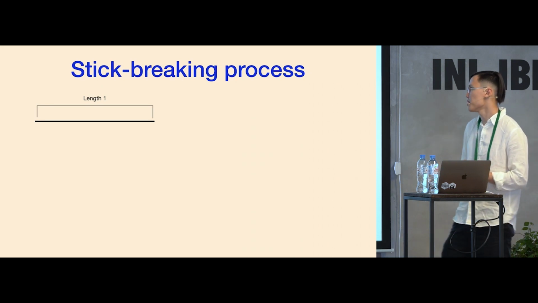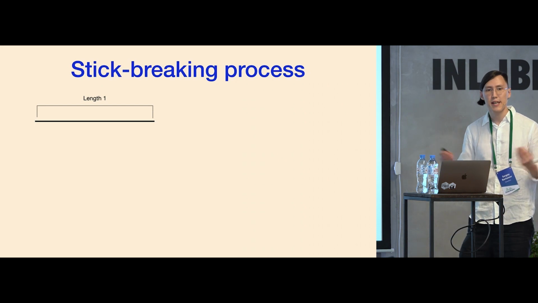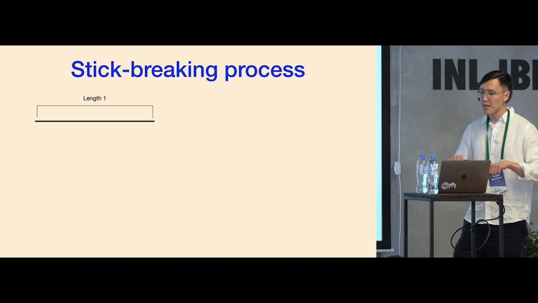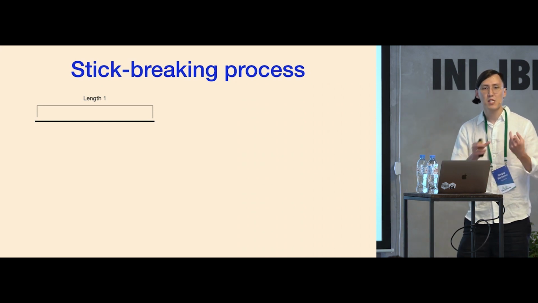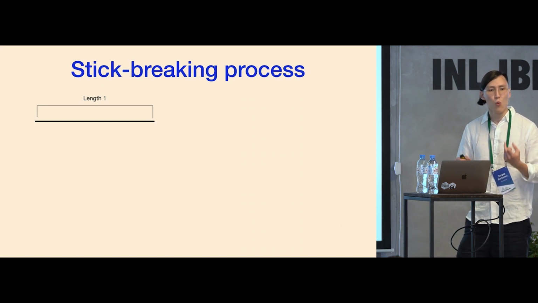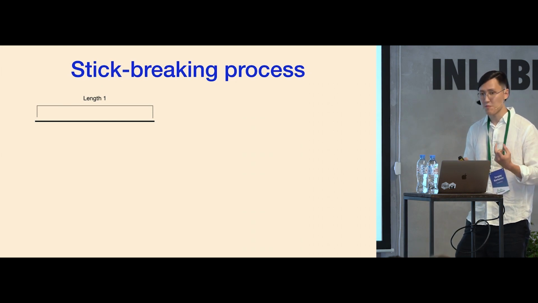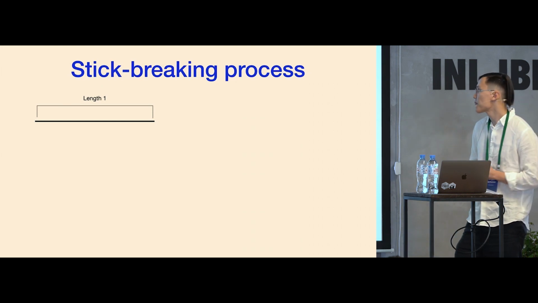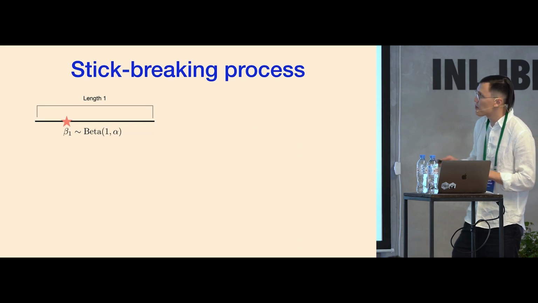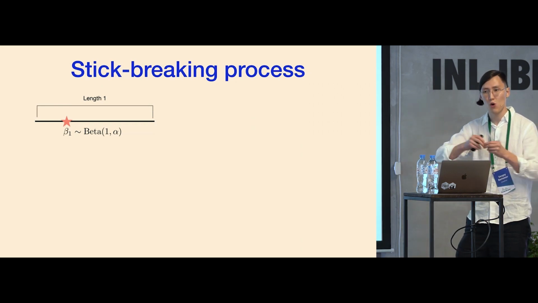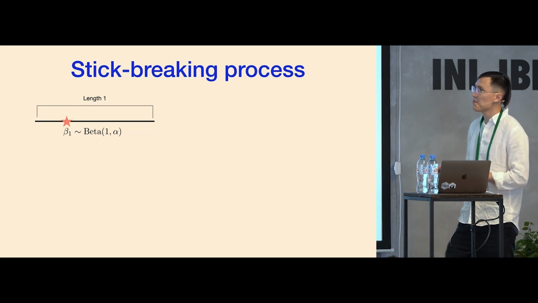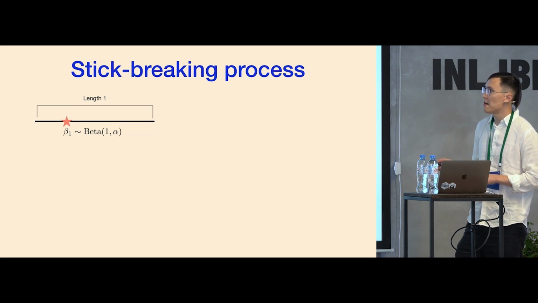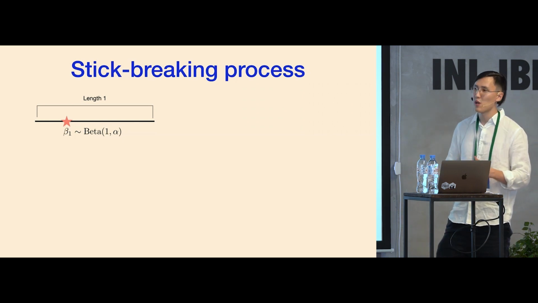So what does it look like? Imagine you have a stick. This stick has length 1, and we will be breaking it infinitely many times. The pieces of this stick we get during this process will be our prior probabilities of meanings, pi. So how does it work? At the beginning, I have the whole stick. Then I decide where to break it, and I do it by sampling a breaking proportion from a beta distribution with parameters 1 and alpha.